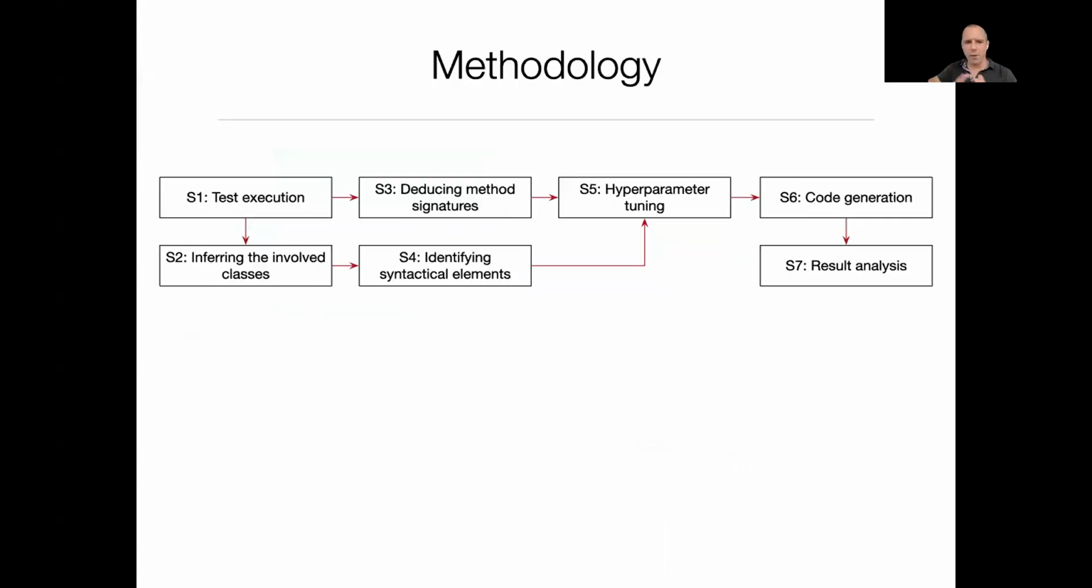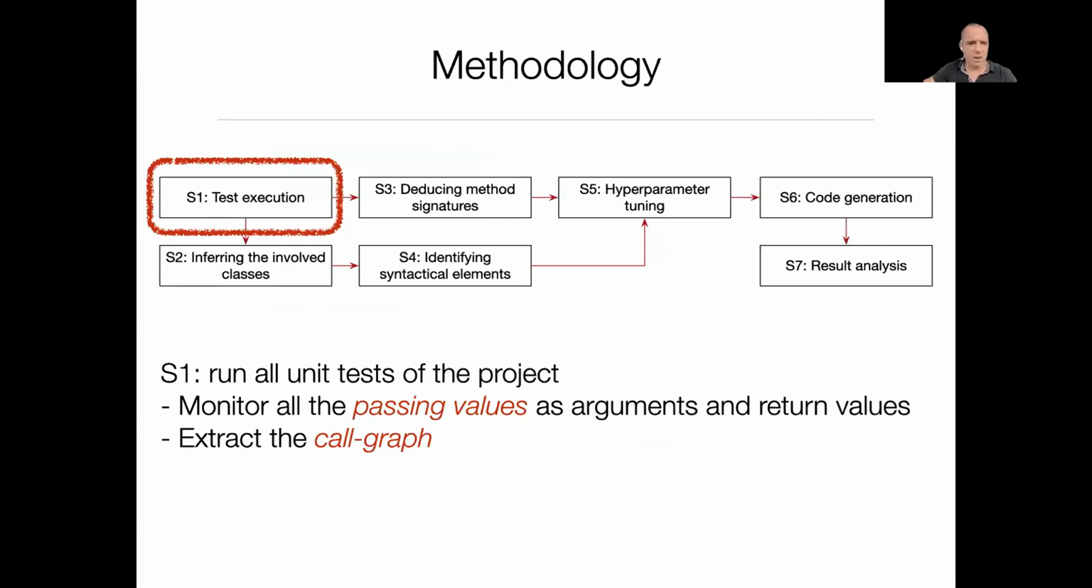So the overall workflow of our work is the following. We have 7 steps. The first one is to pick an application that has some tests. We have the application and the tests, we run all the tests, and while we run the tests, we monitor all the values that are passed as arguments and all the values that are returned by methods. And then we also extract the call graph, you know, which methods are calling which other methods.